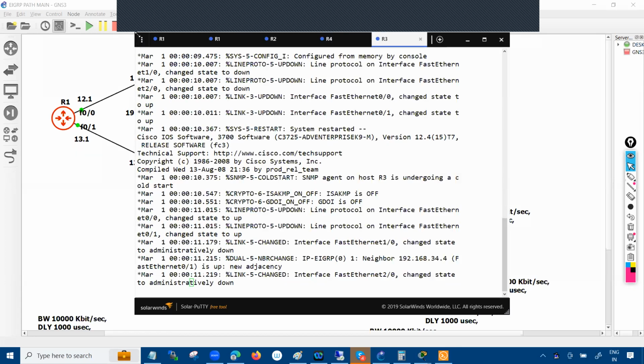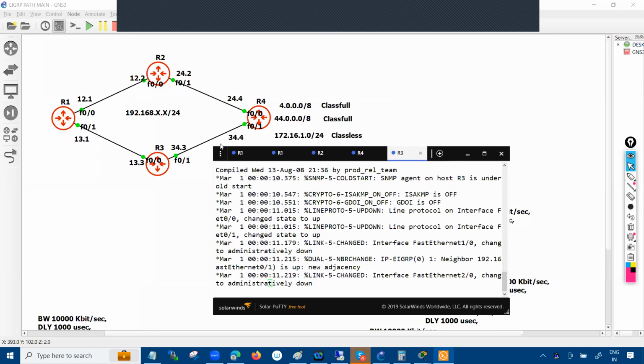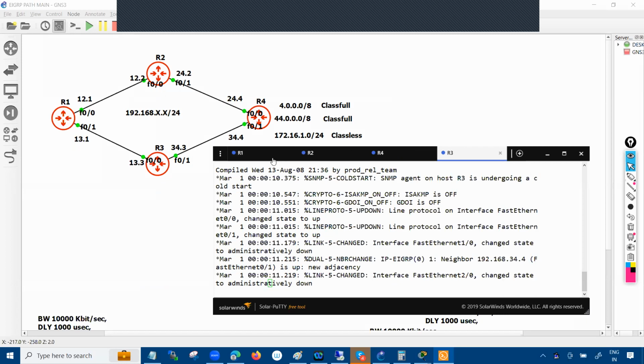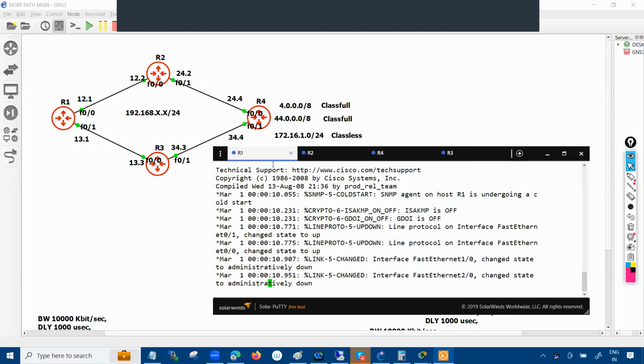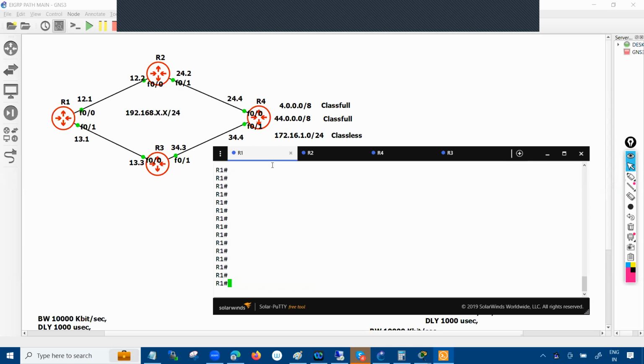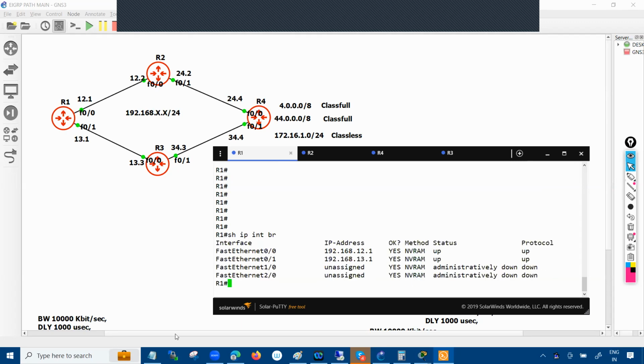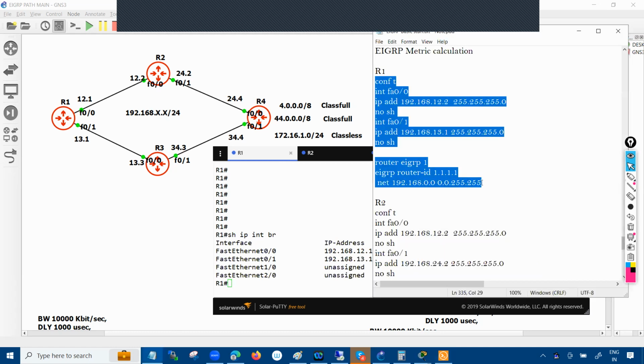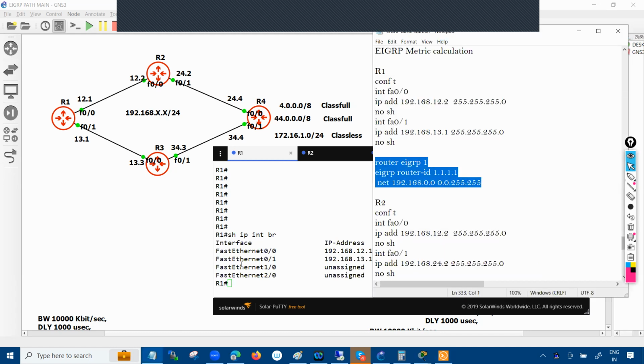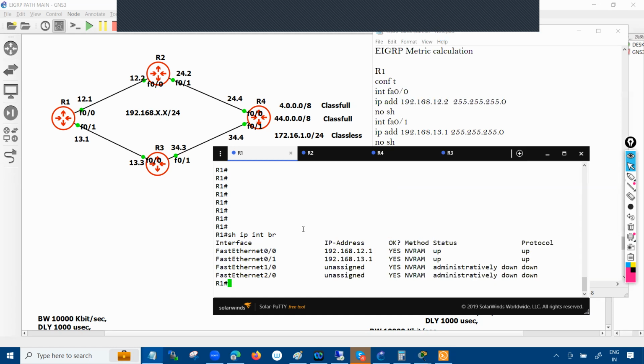All good. All routers we have now. So let me remove router 1. I have a duplicate console of router 1. So on router 1, what we can do? If you see the verification right now, show IP interface brief, I already have the IP configuration that I did over there. I just need to configure EIGRP on router 1. That's all. So let me check it.